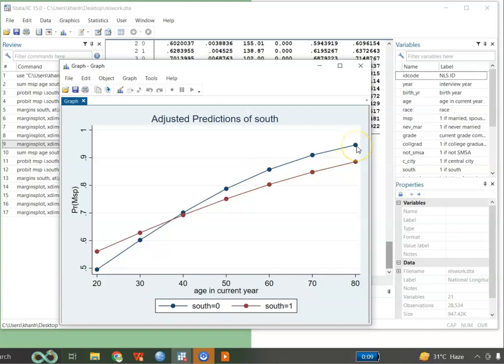Finally, this is the marginal predicted probability of someone who is not living in the south and is at age 80, and this is the marginal predicted probability of someone being married and living with his spouse, given that his or her age is 80 and he is living in the south. So I hope this was quite useful for you, on how to estimate a Probit regression, how to interpret the results, and how to make plots of these results.